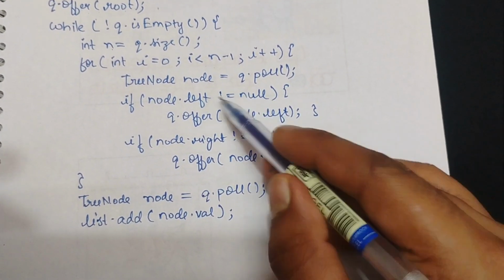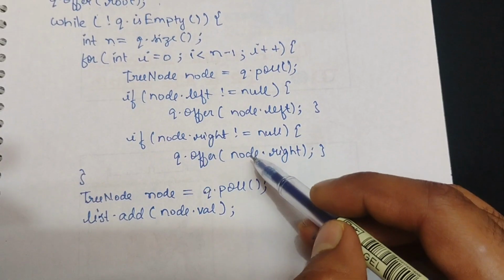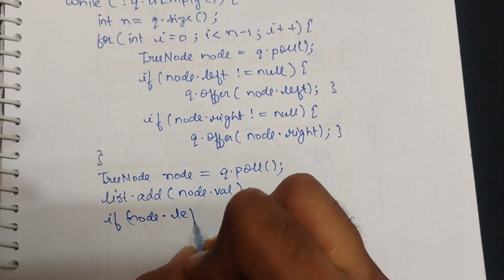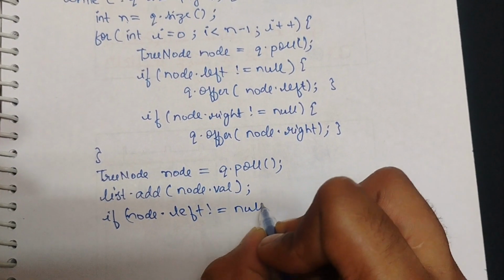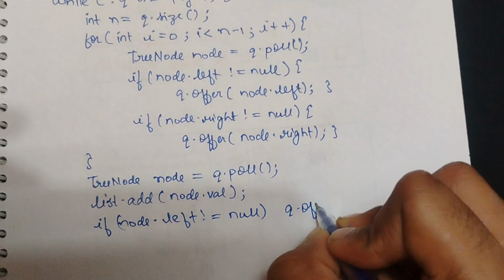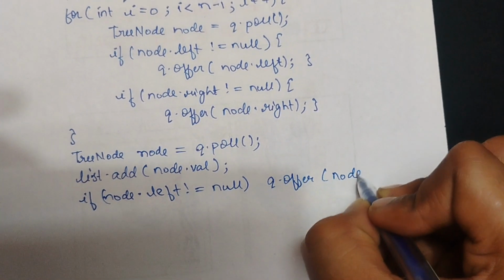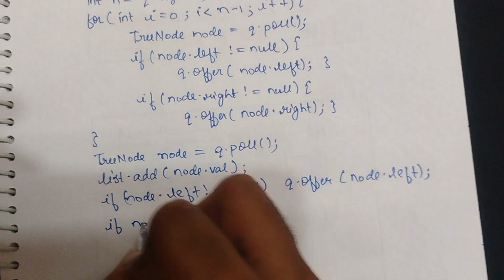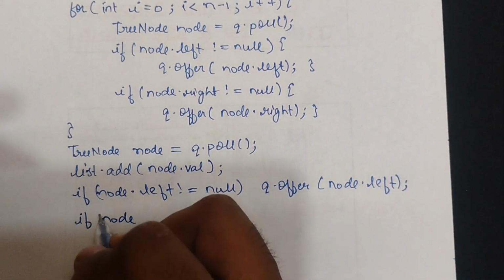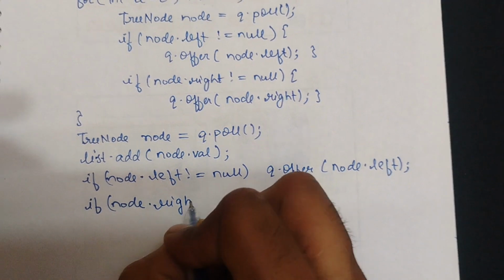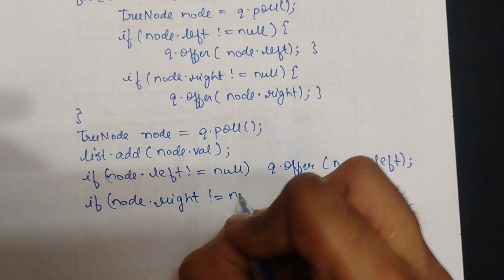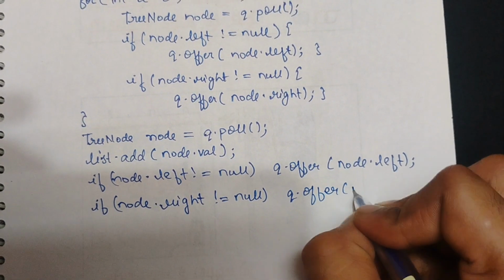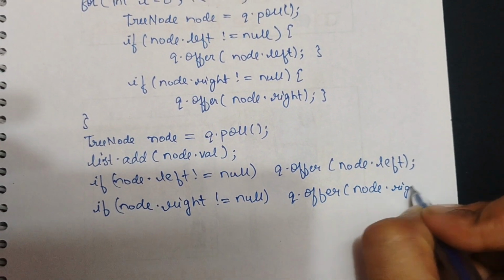Now we have to check this as well. If it has a left child, store it. If it has a right child, then store it. If node dot left is not equals to null, do queue dot offer node dot left, and if it has a right child, that is node dot right is not equals to null, then add the right child in the queue, node dot right.